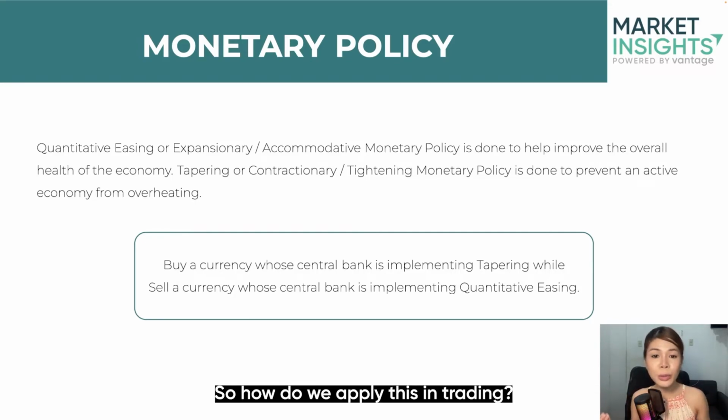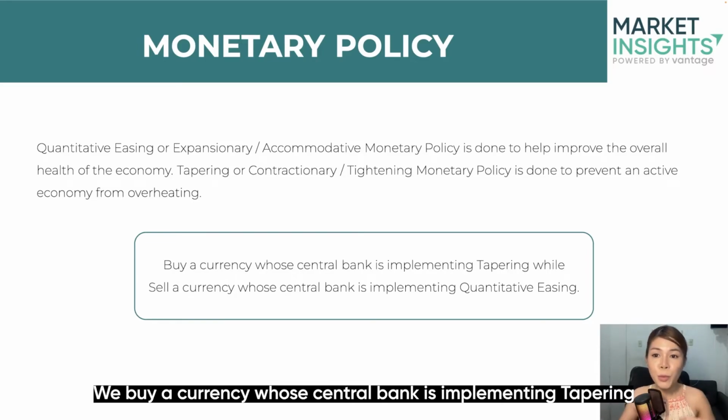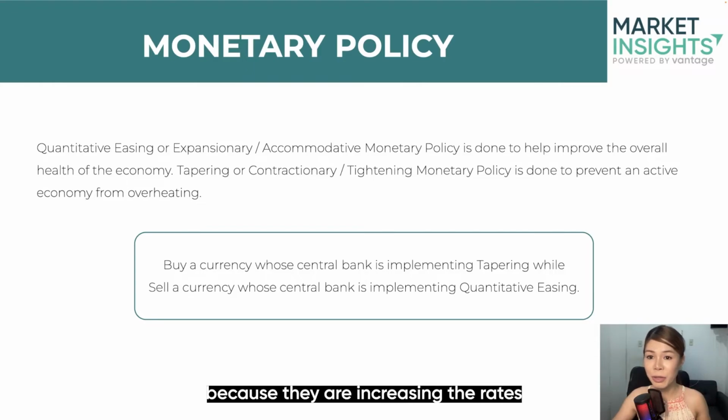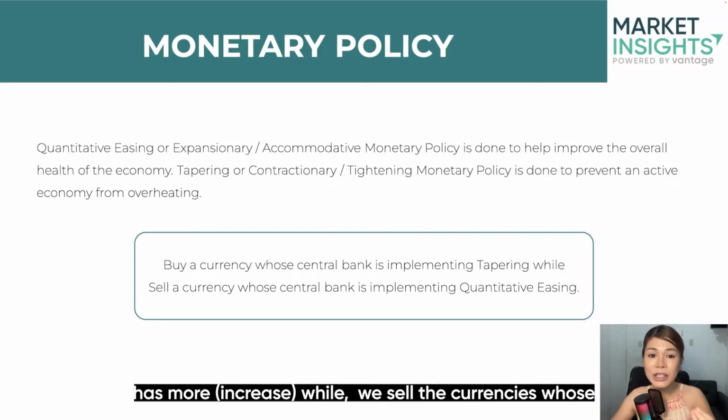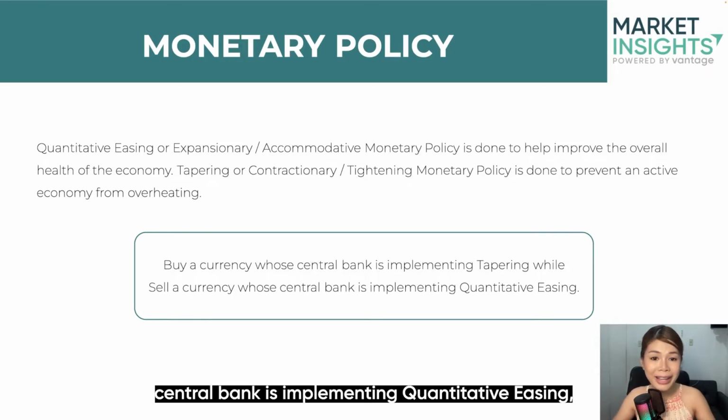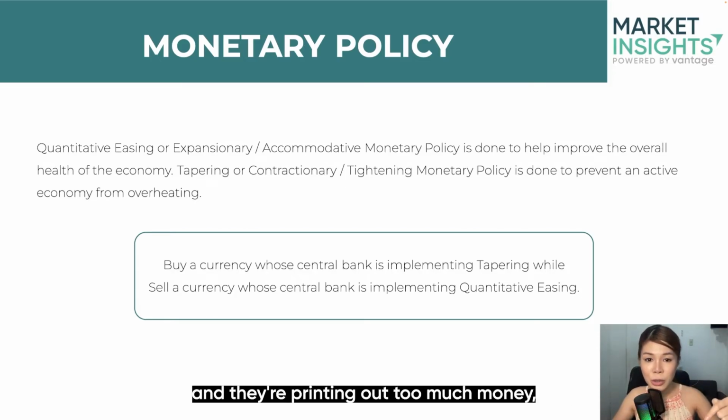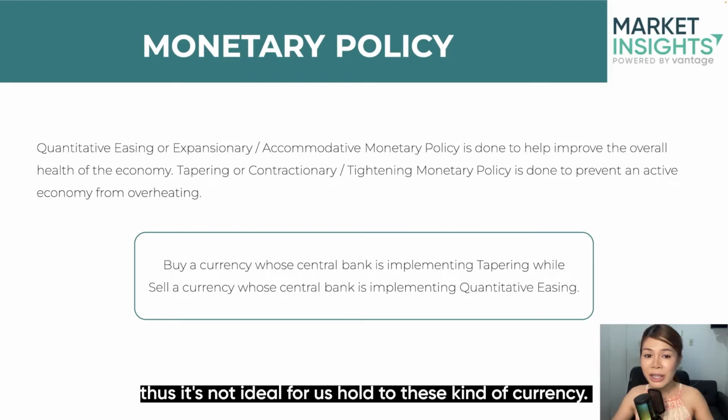So how do we apply this in trading? We buy a currency whose central bank is implementing tapering because they are increasing the rates and the value of their currency is higher. While we sell the currencies whose central bank is implementing quantitative easing. Their interest rates are low and they're printing out too much money. Thus, it's not ideal for us to hold on to this kind of currency.